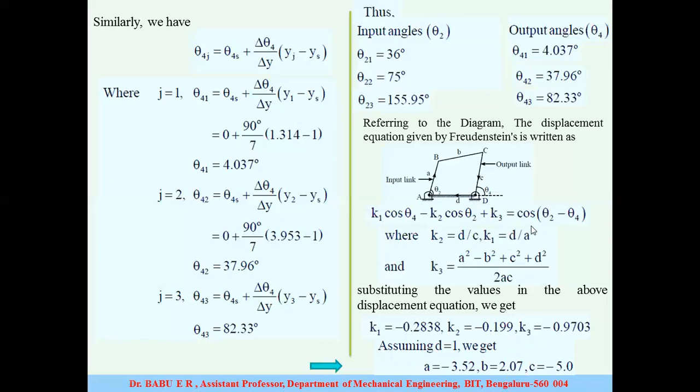Similarly, you take this equation. Already d is assumed as 1, so we'll get the value of a. Substitute this into these equations, and we'll get the values of a, b, c, d: a equals minus 3.52 units, b equals 2.07 units, c equals minus 5.0 units, and d is the assumed value. This is the way of finding the dimensions of the 4-bar mechanism.